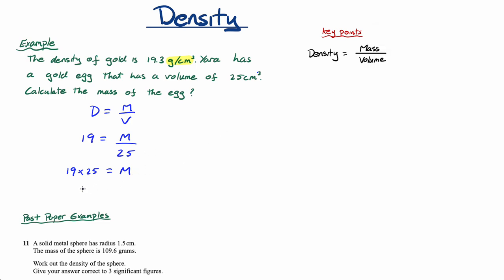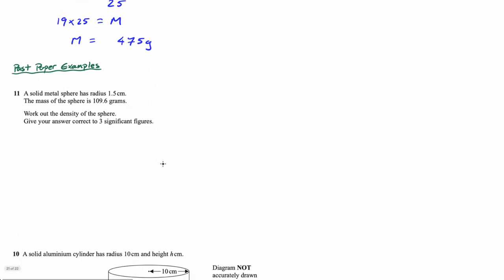So the mass is equal to 475 grams, because mass is in grams. Her golden egg is quite heavy. That's half a kilogram, and it's only 25 centimeters cubed, which is pretty small. That's 5 by 5 by 5. Okay, fine, let's get to some past paper questions, guys.